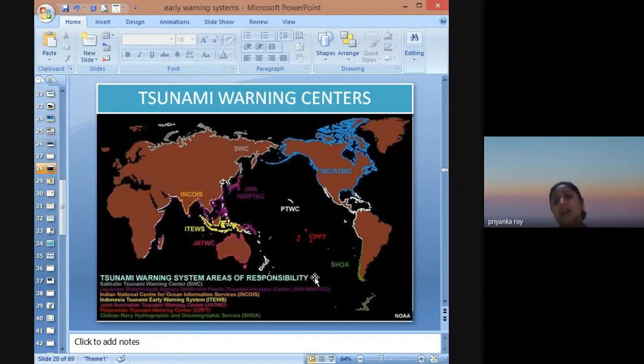So the tsunami early warning system has areas of responsibility, like internationally. We are working not only in accordance with the national system, but also in accordance with the international system. Okay.